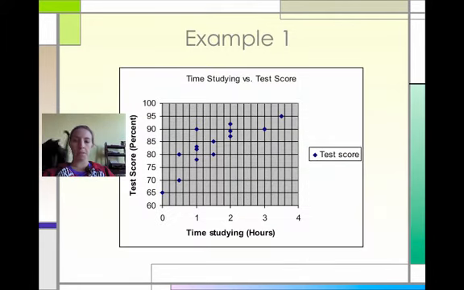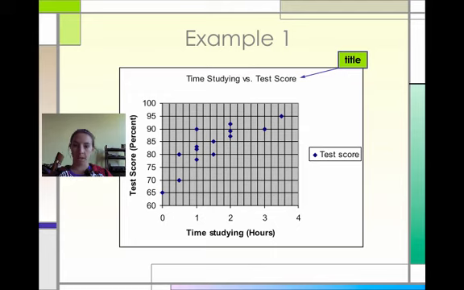So here's our first example of a scatter plot. The two sets of data are how long people spend studying, so how much time does each sixth grader at Live for Life spend studying, and then what was that person's test score. So you would ask the same people two questions. How long did you study and what was your test score? And then you would plot the relationship between those two on the scatter plot.